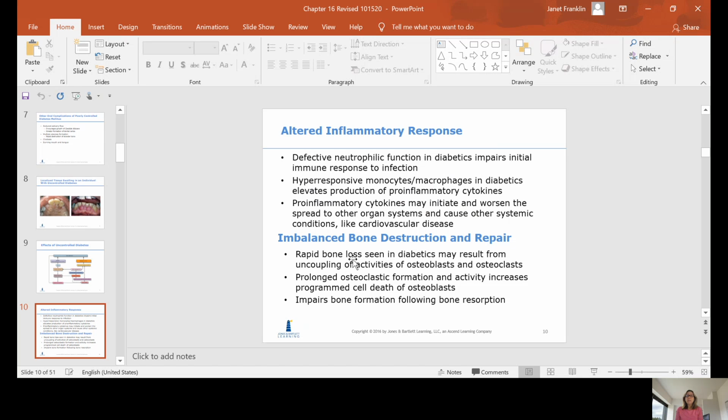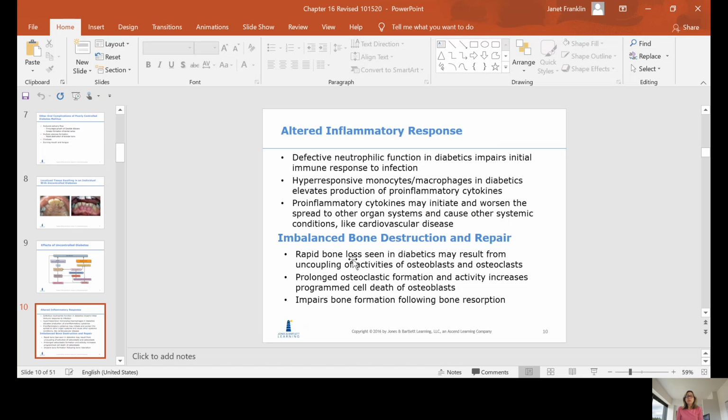And then the hyper-responsive monocytes and macrophages in diabetics elevate production of pro-inflammatory cytokines. So that defective neutrophil triggers a response that's altered in the rest of the inflammatory response. The rest of the inflammatory cells, like your macrophages and so on, are all altered as well.